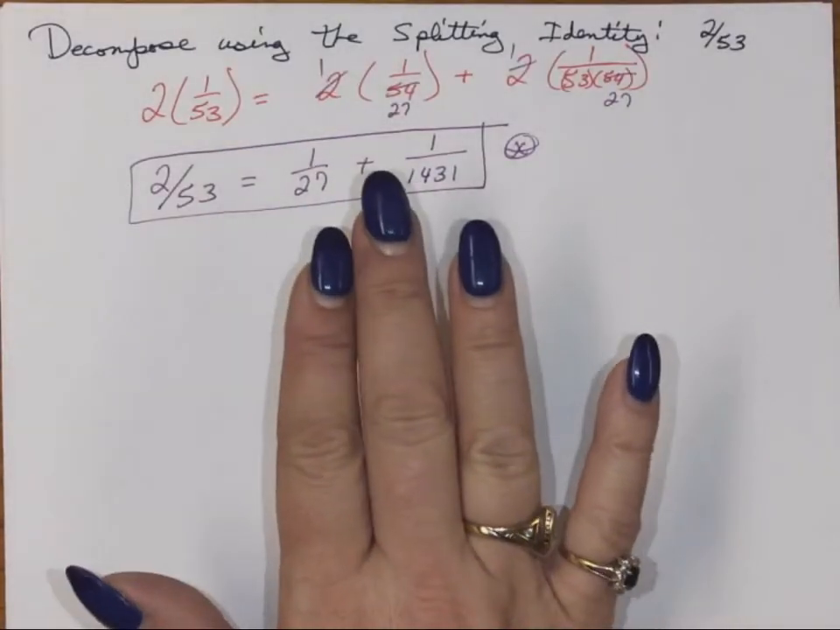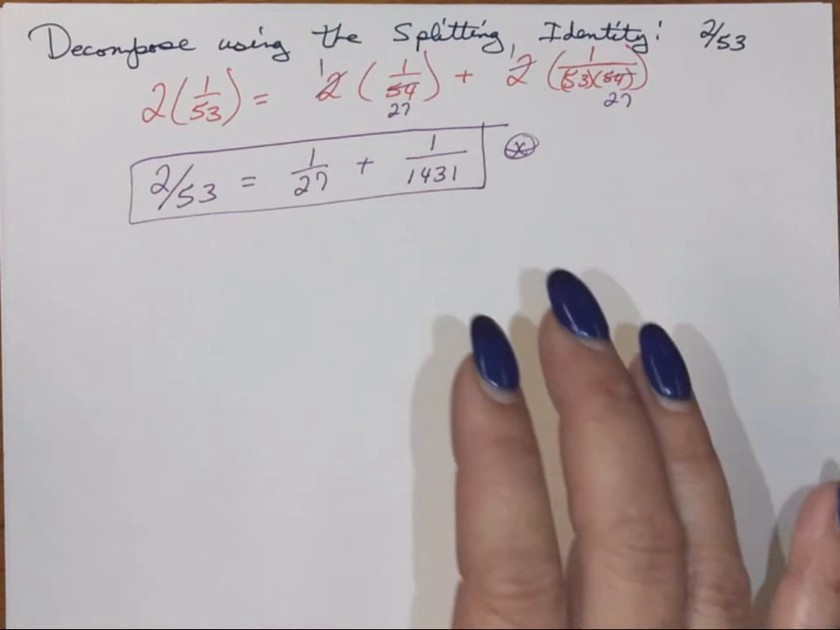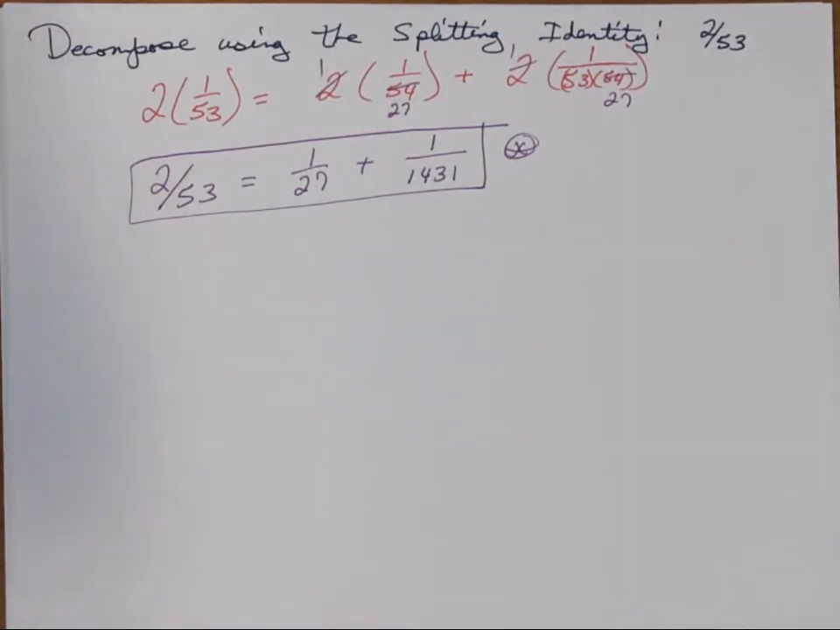So clearly they did not use that. Now, if you want to confirm that those are equivalent, you would just get common denominators on all of them and make sure that they all reduce back down to 2/53. Okay, so that's what I'm looking at there. I think that that's pretty straightforward.